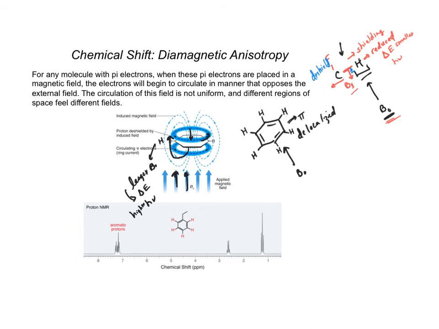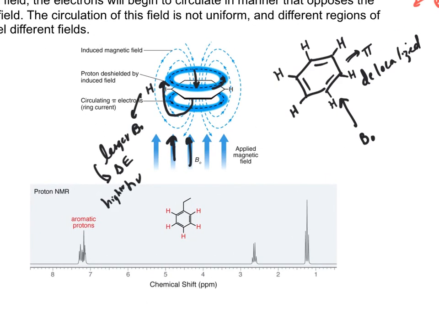So larger magnetic field, larger delta E, higher frequency absorbance, right? And that's going to overall lead to a higher chemical shift. So for example, let's take a molecule like this ethyl benzene here. Note that benzene's kind of weird with respect to chemical equivalency in these protons. We talked about that a little bit.